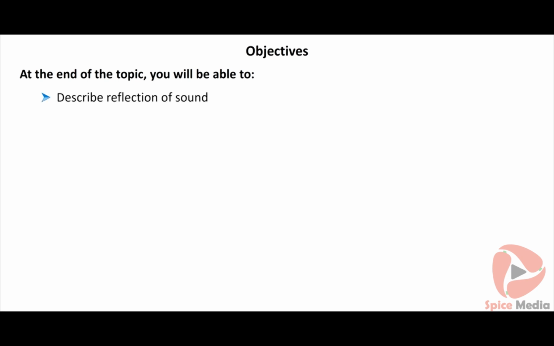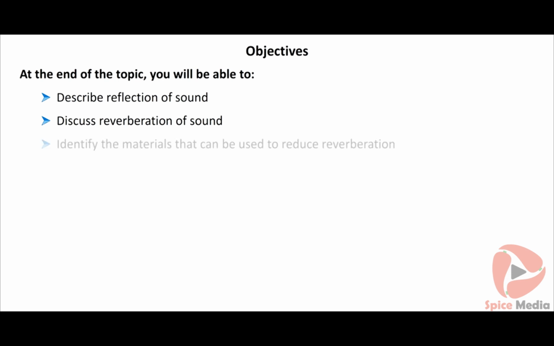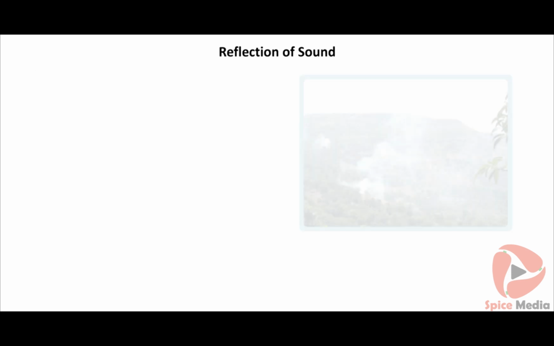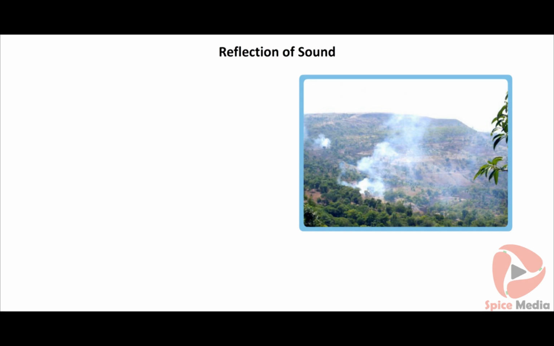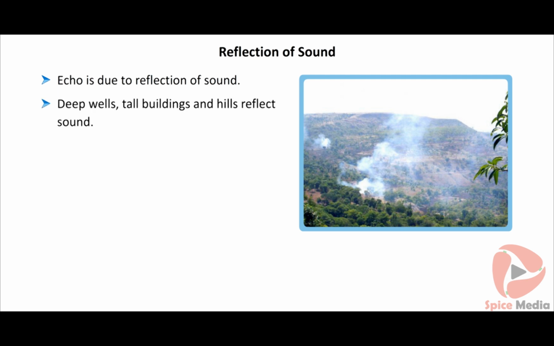Reflection of sound. At the end of the topic, you will be able to describe reflection of sound, discuss reverberation of sound, and identify the materials that can be used to reduce reverberation. If you shout in front of a hill, the sound will get reflected and come back in a few seconds. You can hear the reflected sound clearly. This reflected sound heard clearly is an echo. You can hear the echo in deep wells, tall buildings, and at hills.